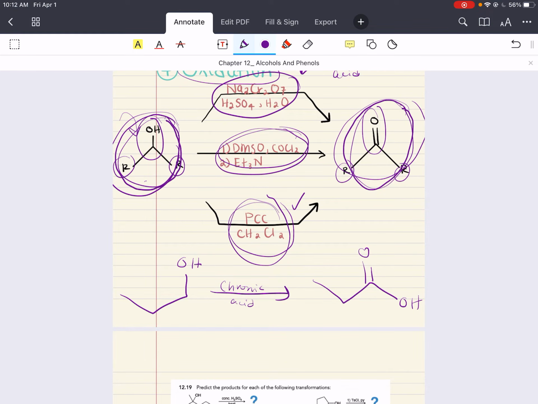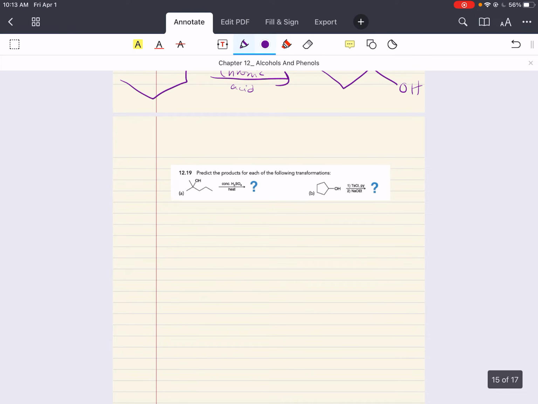It will react with primary alcohols to give you aldehydes, and then it will react with secondary alcohols to give you ketones. This actually has a name when you use DMSO and COCl2. It's called Swern oxidation. So any one of these sets of reagents can potentially work to do the oxidation reaction of alcohols to get ketones or aldehydes. And now we're going to jump into a few practice problems before we do some synthesis questions to end this chapter.